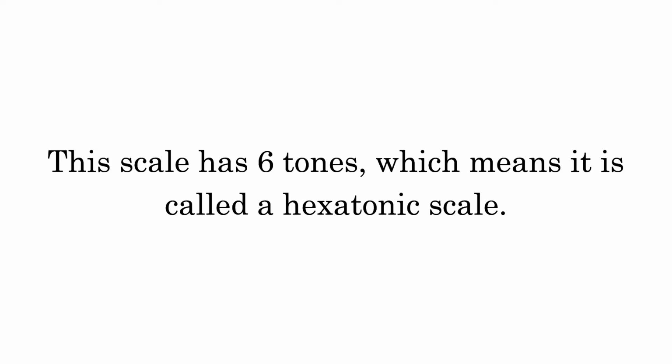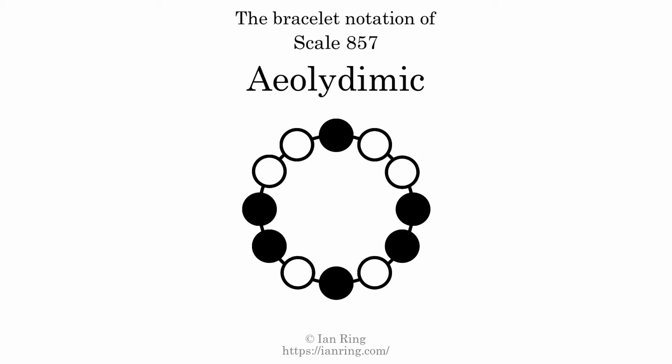This scale has 6 tones, which means it is called a hexatonic scale. This is a bracelet notation diagram of scale 857. The shaded circles represent tones that appear in the scale, and they are read clockwise, starting at the top.